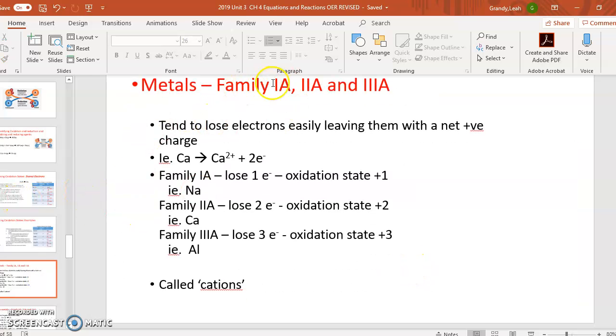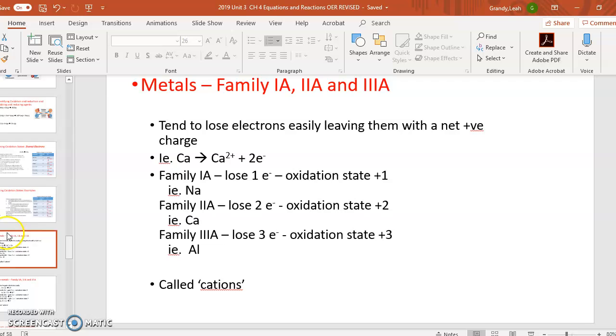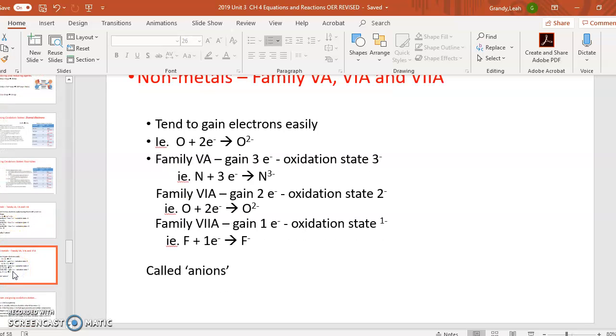So what's happening in these families in column 1A, 2A? Remember, A is the representative group. So we're looking at column 2: 2 electrons are being lost. In family 1A, we only have 1 loss, so we have an oxidation state of plus 1. In family 2, plus 2. Family 3, plus 3. And we call those cations. I've gone over those in former videos.